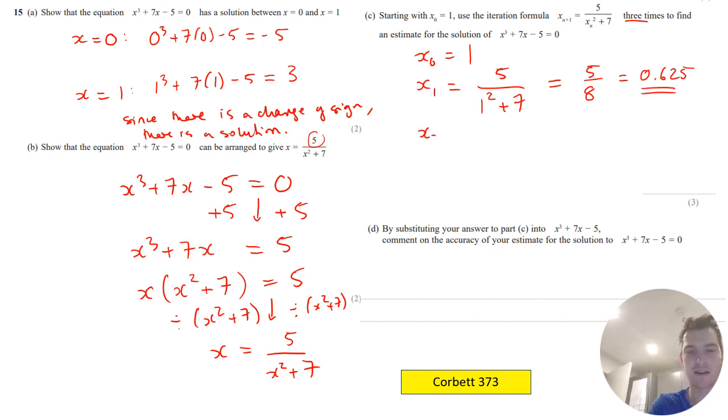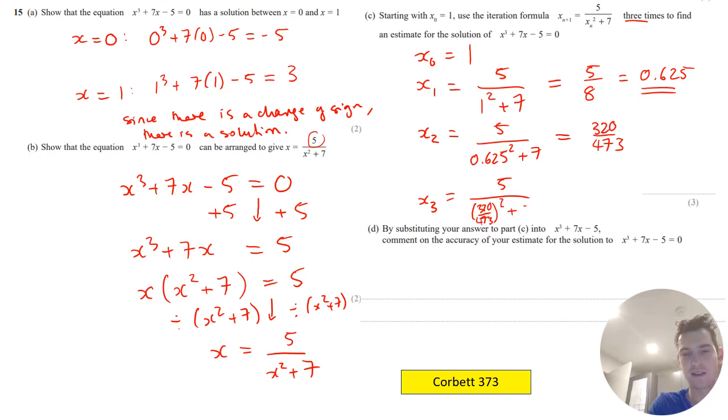Okay, need to do this a couple more times because it asks me to do it 3 times. So to get x2, you can do the same thing, but this time you're going to use 0.625 squared, and you are going to get this fraction here, and do it one more time. And what I'll show you in class is that it's very easy to do this using your answer button. You're going to get 0.670. That is your x3.